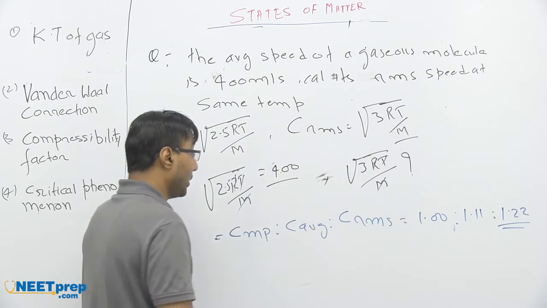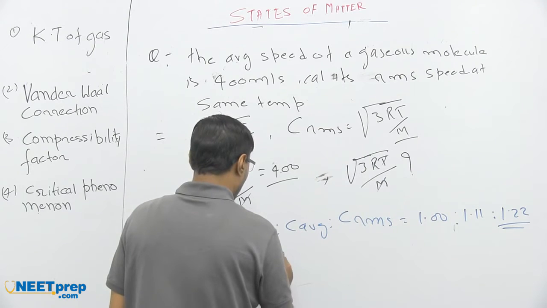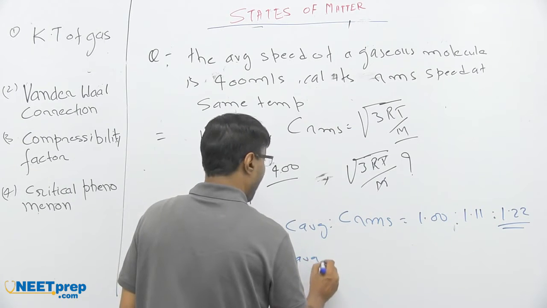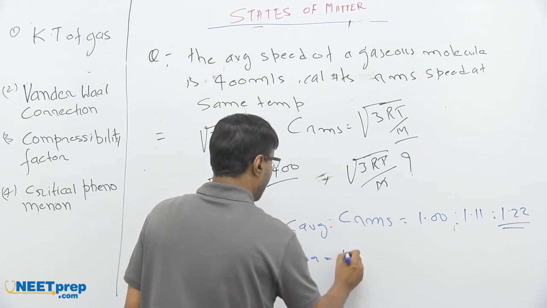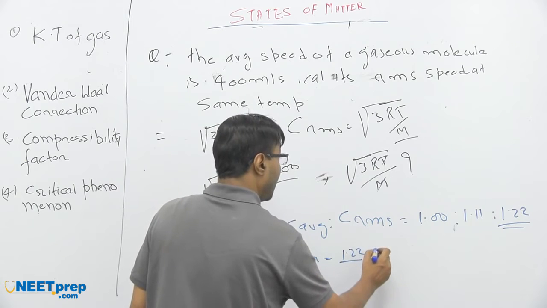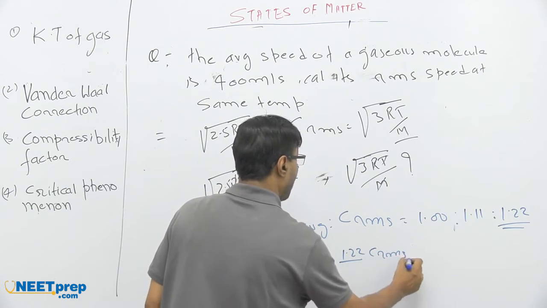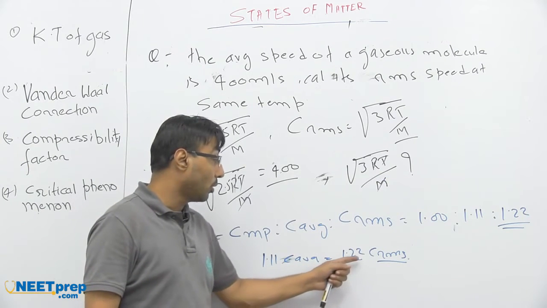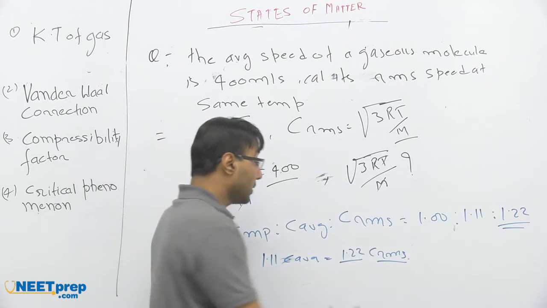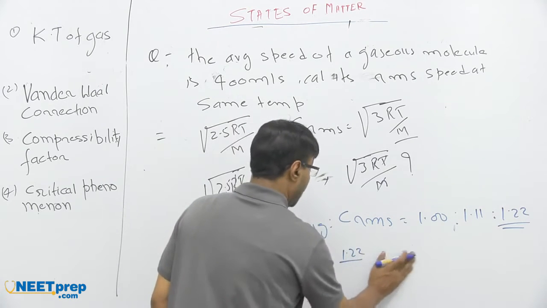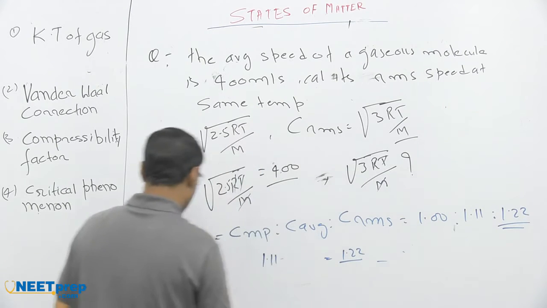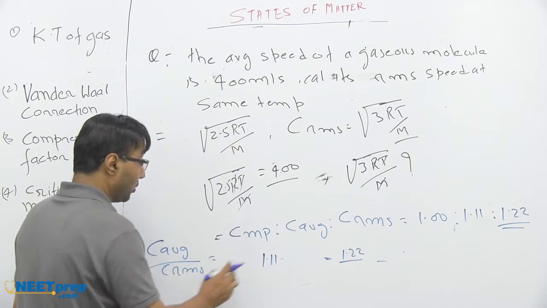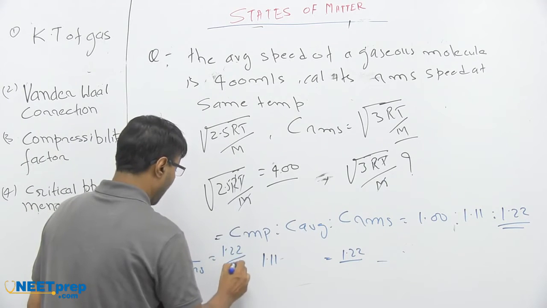So in shortcut we can write 1.11 C average is equal to 1.22 C RMS. This C RMS velocity is this one. This ratio is, if we go by the ratio, C average by C RMS is equal to 1.22 by 1.11.